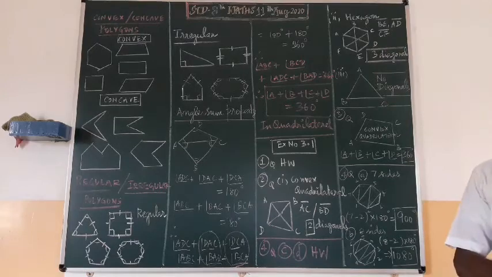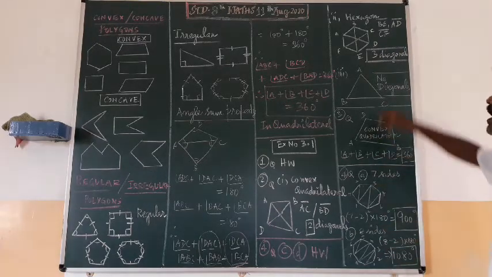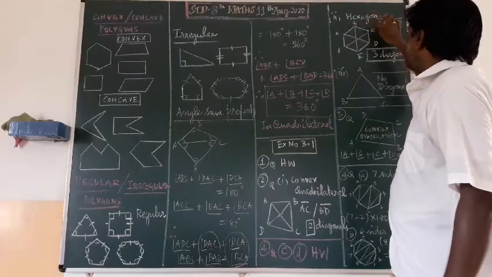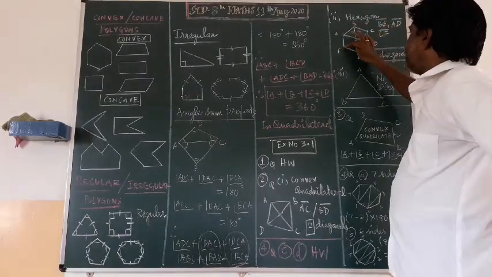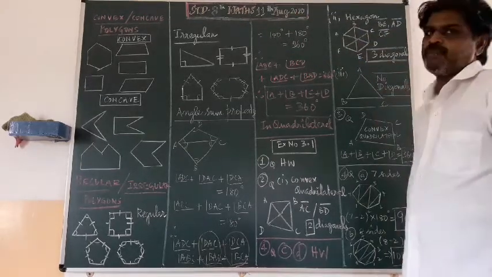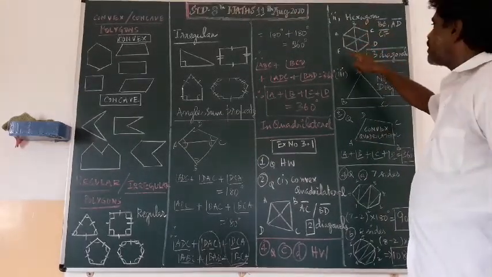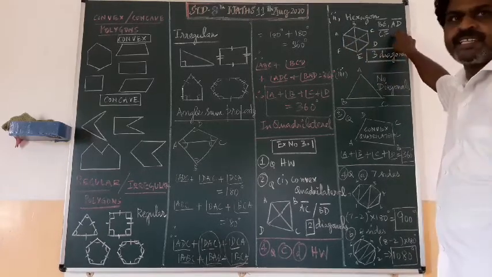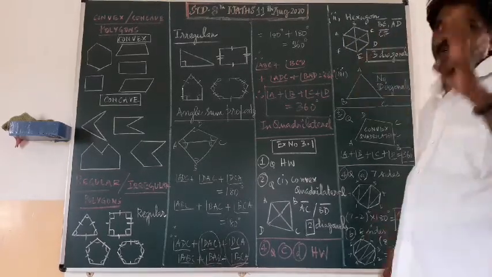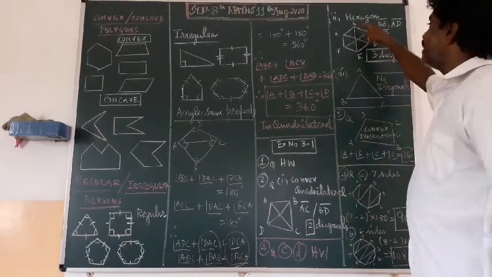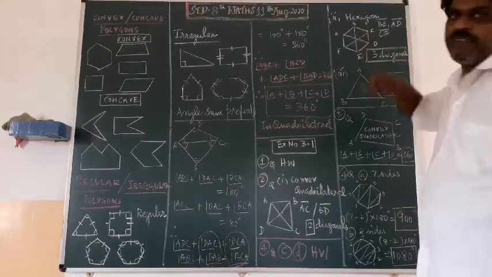Similarly, second in that one: in a regular hexagon, how many diagonals are there? Hexagon means 6 sides, so 6 sides are drawn: A, B, C, D, E, F. Then I am drawing the diagonals. So how many diagonals am I getting? A to E, C to F, A to D. So 3 diagonals. Diagonal means it will not overlap, but it will join from vertex to vertex.